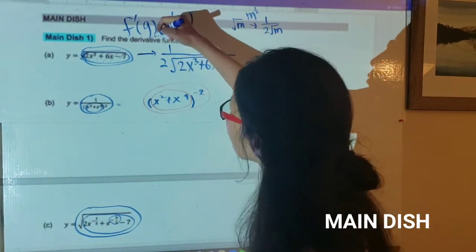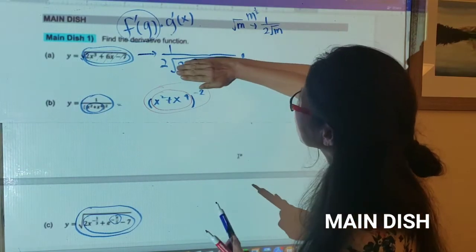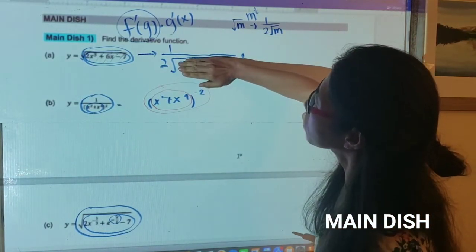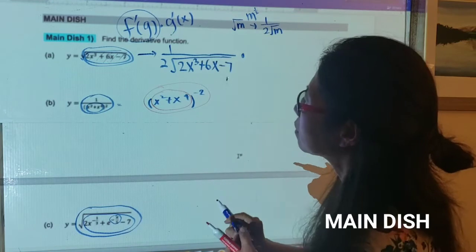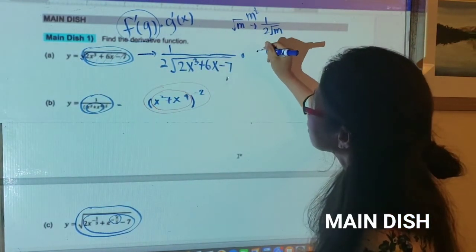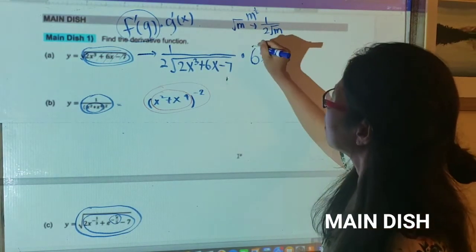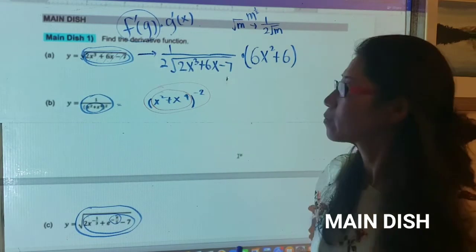So I'm done with the derivative of this part, times, do you see the derivative of that part? 1 over 2 square root. Now let's take the derivative of the inside function. Carefully, that becomes 6x squared plus 6. Yeah, that's what I got.